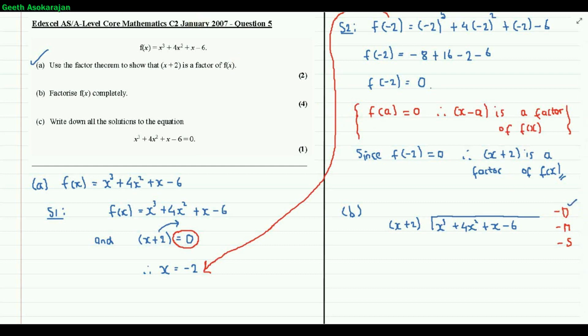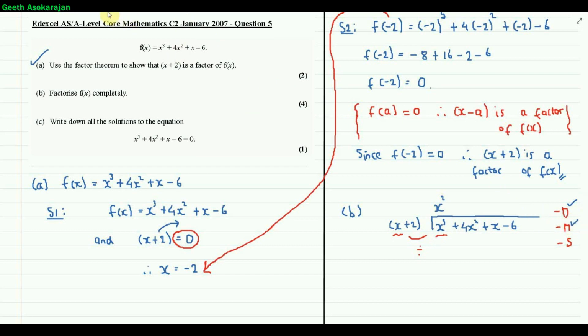Divide means we need to divide the first term here with the first term here. So if I divide x cubed by x, x cubed divided by x is x squared. Whenever we divide, we write down the outcome on the top. Now, once you've done that, you go to the next operation, which is M.